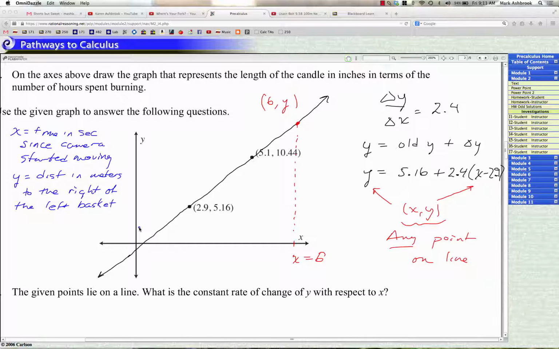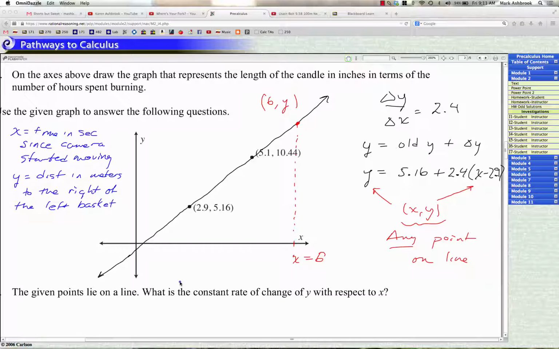Okay. So time in seconds, so x is our time in seconds since the camera started moving. That's our x quantity. And then y quantity is the distance in meters to the right of the left basket. So we're looking at the court, the left basket's over here. So that's our reference point, and we're saying how far to the right is the camera. So does all of this graph make sense in light of those quantities? Does all of this graph make sense? And if not, do we need to restrict it?